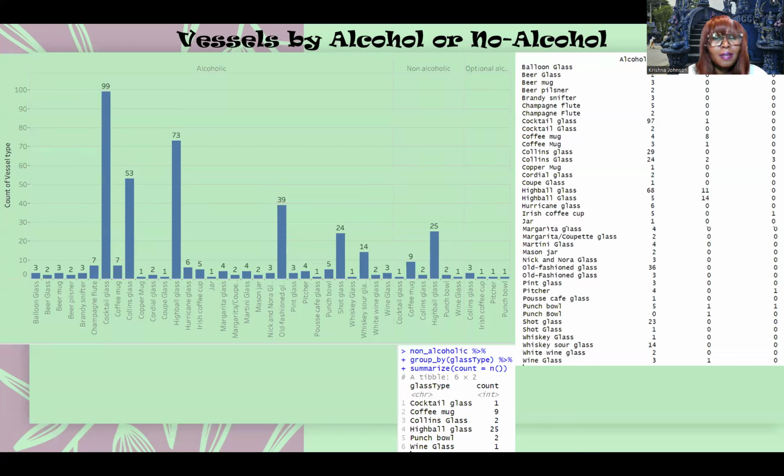Then I just wanted to take a peek and see if we look at vessels and their non-alcoholic group, would they be similar to the alcoholic group? And it was, so sort of. The highball is still top used in our non-alcoholic category. But a cocktail, nowhere to be seen, along with our Collins that was floating as our number three spot. What we now have is the coffee mug that was not a contender in our alcoholic category for most used vessels, but has now taken second place for our non-alcoholic category. Small, but mighty.